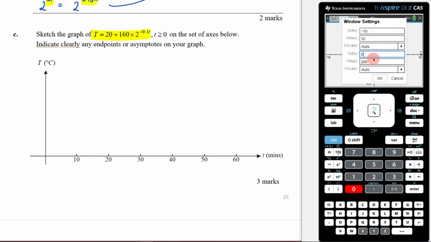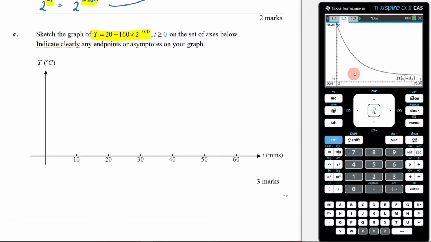Let's go 0, our Y minimum. The greatest max, according to our scale, is 60. Let's just go to 80, so we'll overshoot a little bit. And then our X min, we'll just go to 0. Okay, and there is our graph there. You can see the shape of it here.